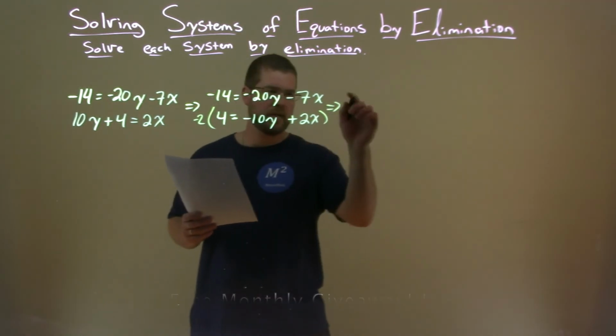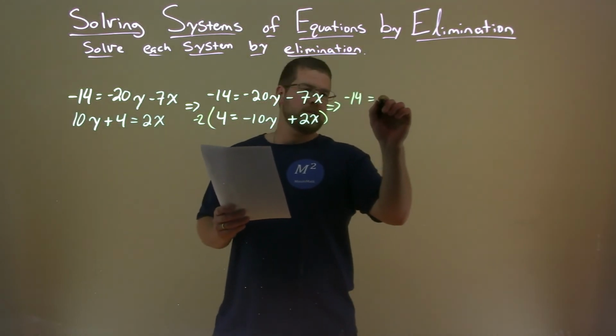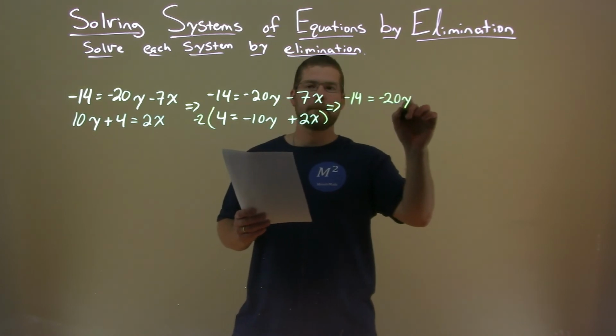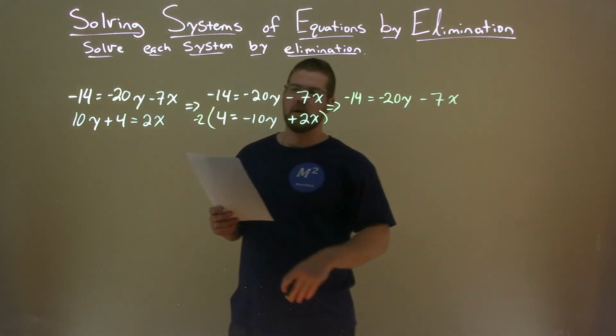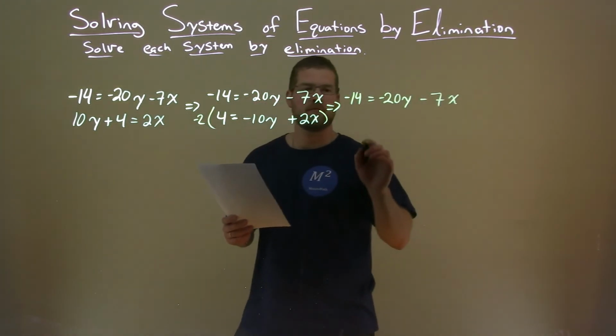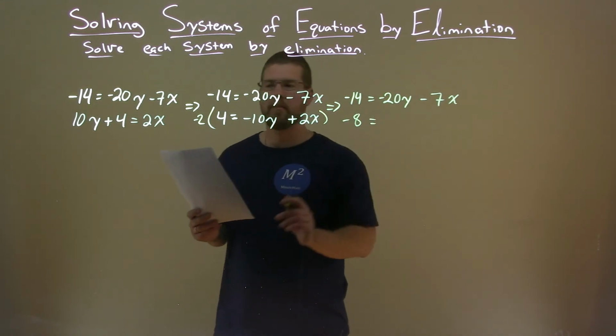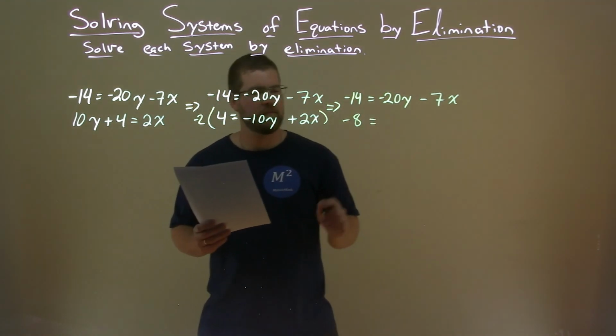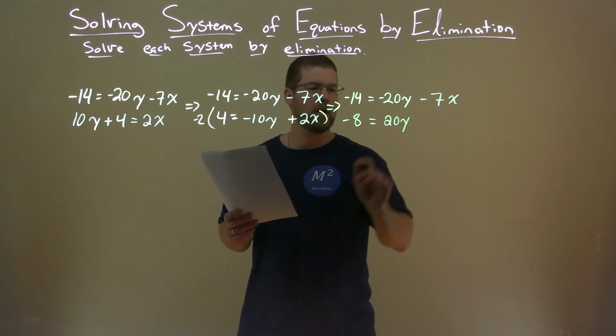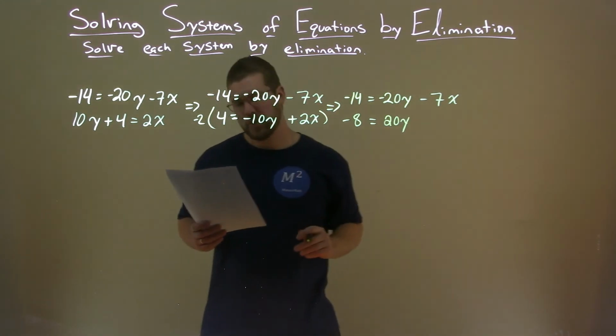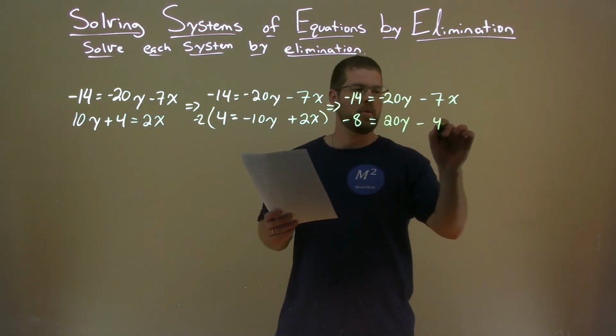Top equation, again, stays the same. Minus 14 equals a -20y minus 7x. The second equation, -2 times 4 is a -8. Make sure you multiply it to all parts. -2 times the -10y is a positive 20y. -2 times 2x is a minus 4x.